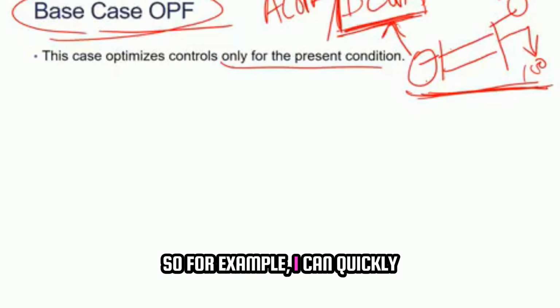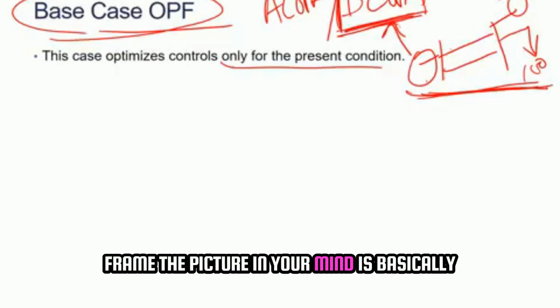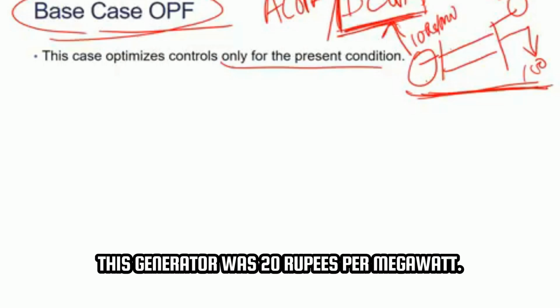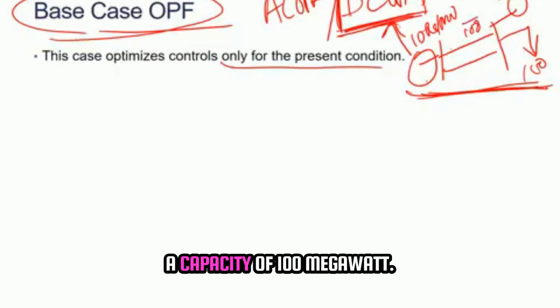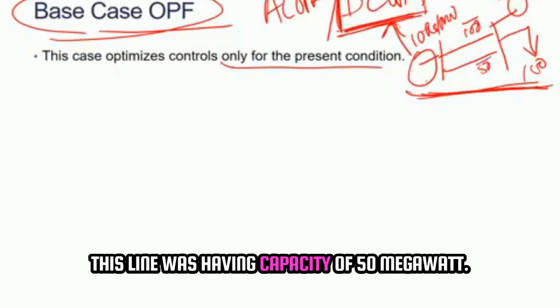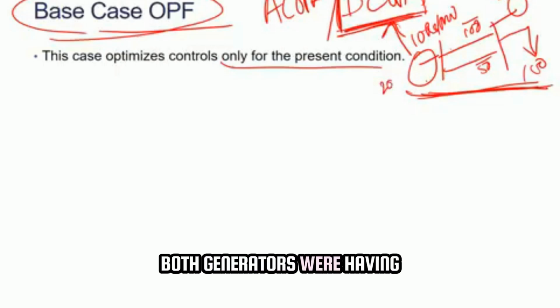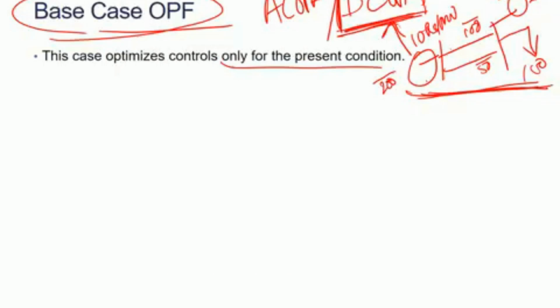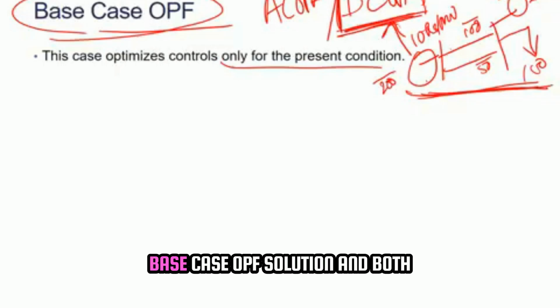So for example, I can quickly frame the picture in your mind. I gave this generator as 2 rupees per megawatt. This generator was 20 rupees per megawatt, and this line had a capacity of 100 megawatt. This line had a capacity of 50 megawatt. Both generators had a capacity of 200 megawatt. Now you can obviously tell me the solution here. What will be the solution? The base case OPF solution, and both the line reactances are the same.